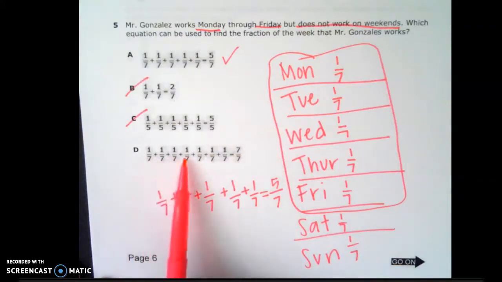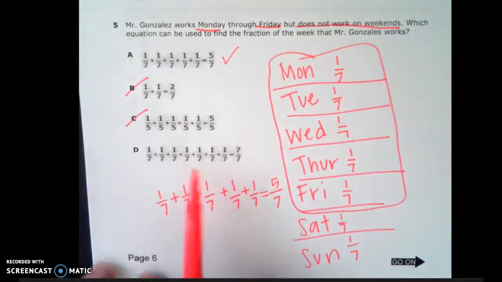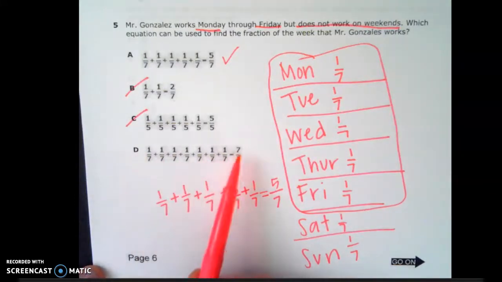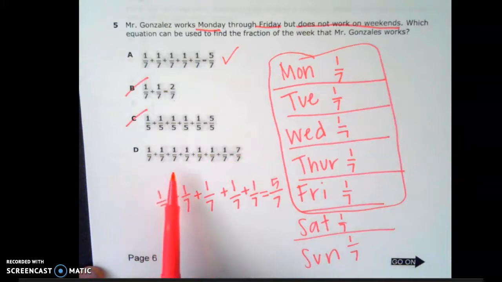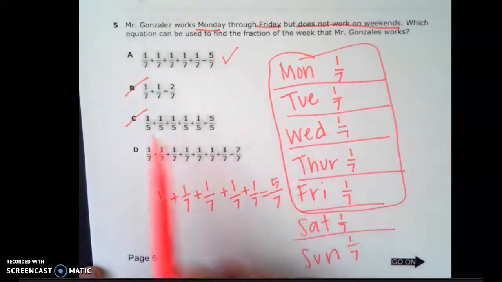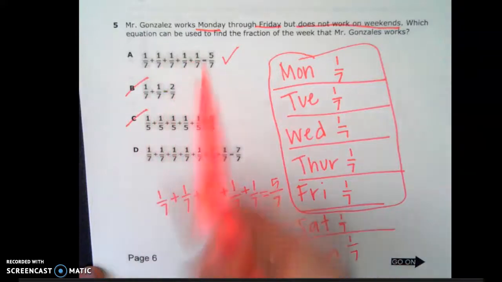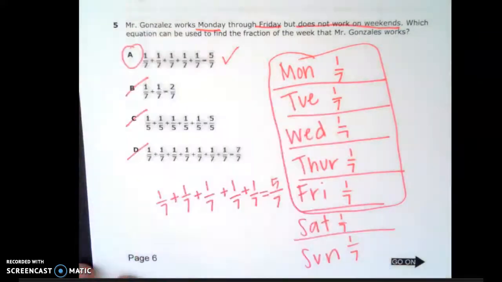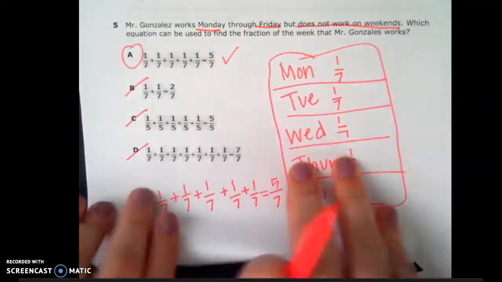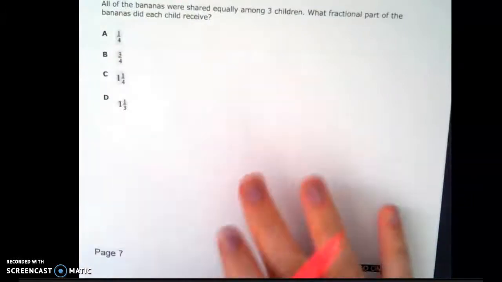1, 2, 3, 4, 5, 6, 7. That is true, but he does not work every single day of the week. This would be the true statement if he worked Monday, Tuesday, Wednesday, Thursday, Friday, Saturday, Sunday. He only works Monday, Tuesday, Wednesday, Thursday, Friday. So the correct answer on number 5 was letter A. Okay, we have one more question, and then you're going to get a little brain break.